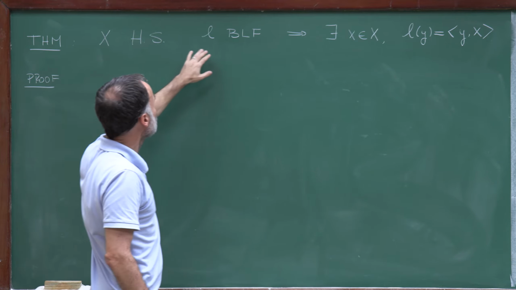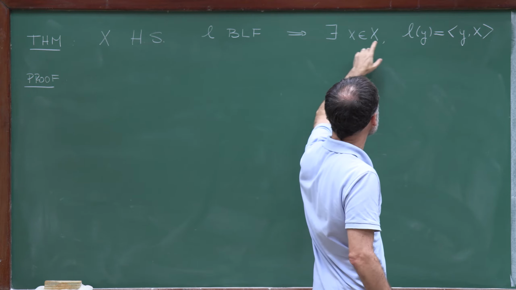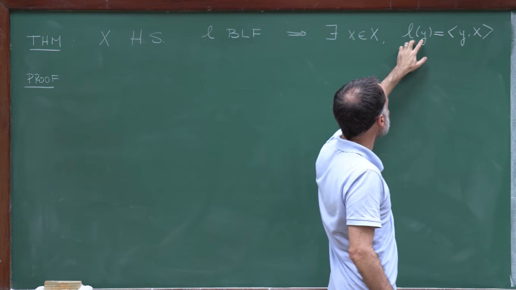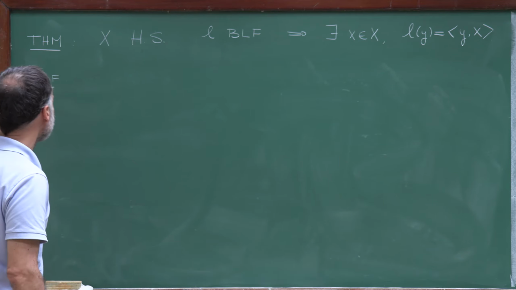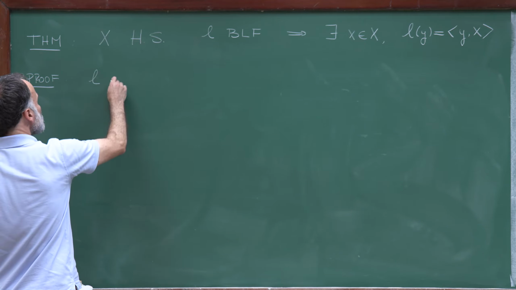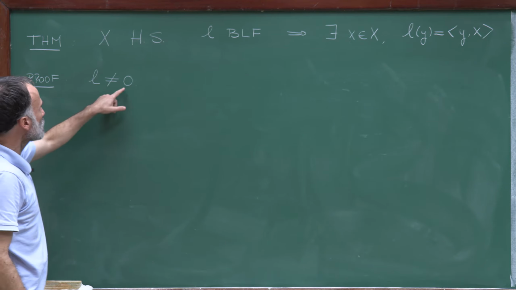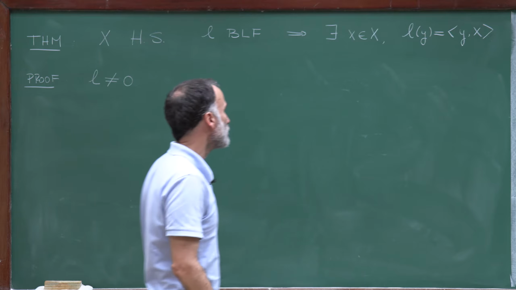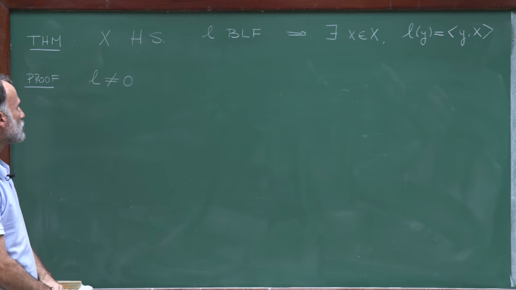We have a Hilbert space, a bounded linear functional L, and I want to show that this bounded linear functional L can be represented this way, so that there exists an element x in X such that L of y is equal to the scalar product of y and x, for all y in X. So let's prove that. I first observe that I can always assume that L is different from 0, because if L is equal to 0, then I can just take x equal to 0, and we have this identity, so there is nothing to prove. So I can assume that L is different from 0.